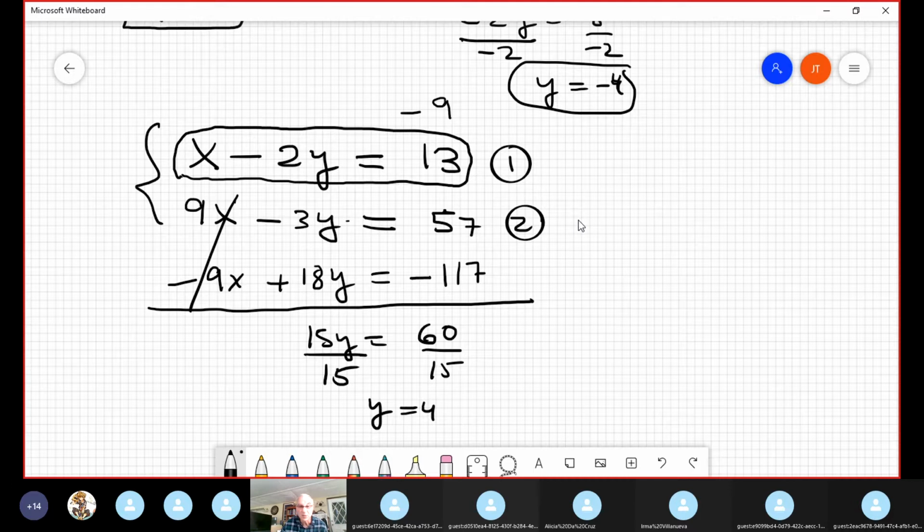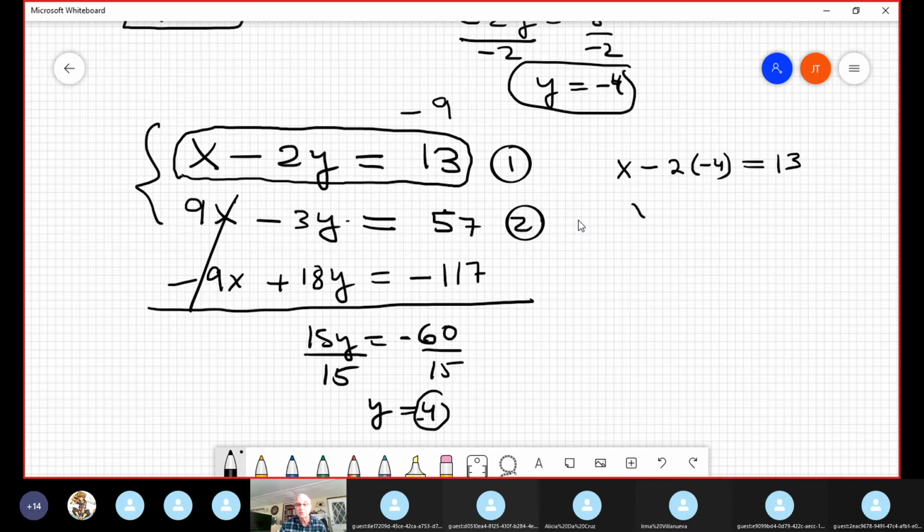It's negative. I always forget the negative here, no? It's negative, and negative 4. In order to find the x value, you take the easier equation, in my opinion, the first. I replace negative 4, y, here. So x minus 2, be careful with the sign, negative 4, equal 13.